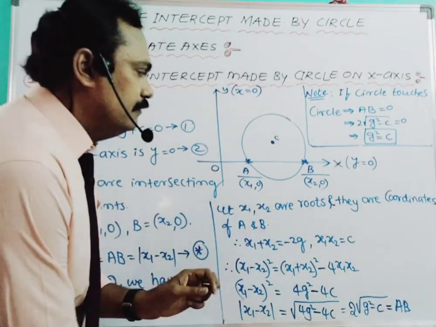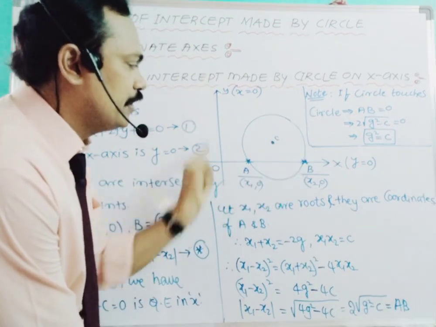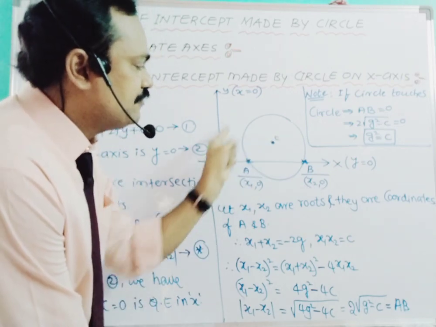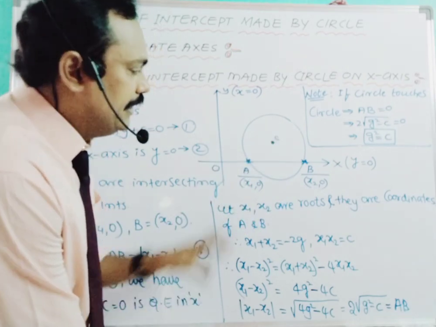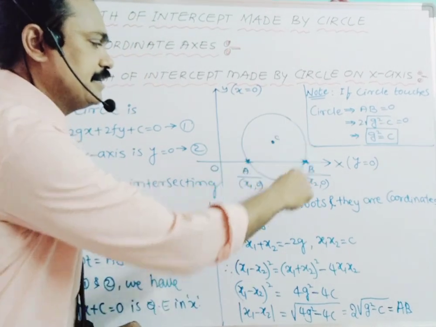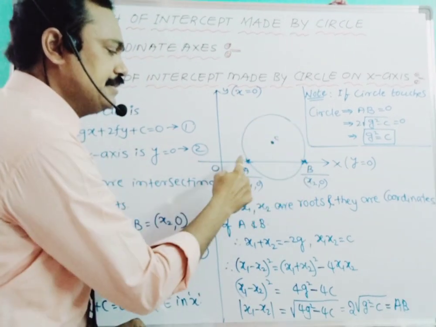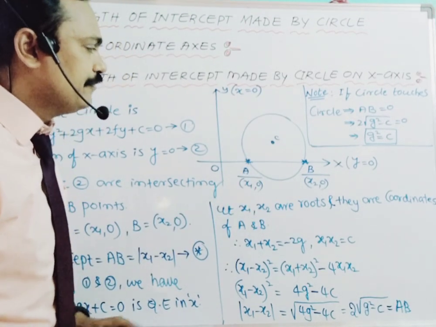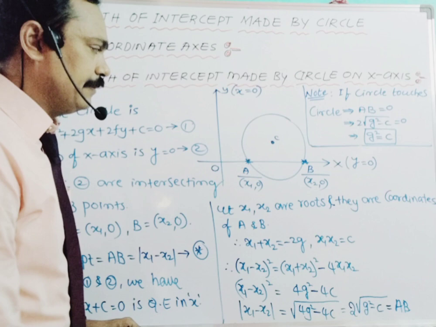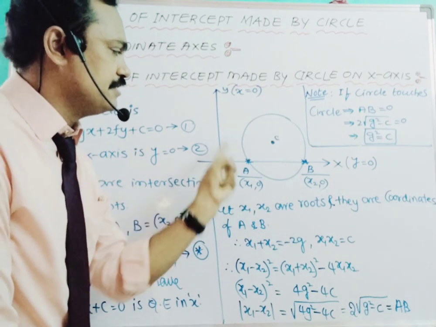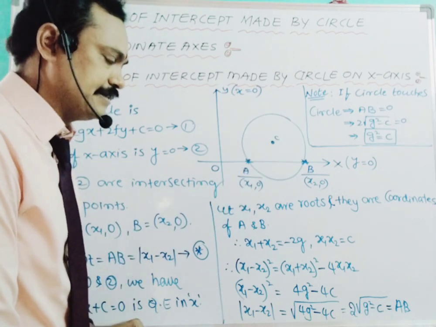See, let us consider coordinate axes, the x-axis and y-axis. Now I have taken one circle. This circle is cutting the x-axis in 2 points. Let us say capital E and capital B. These 2 points are the points of intersection of the circle and the x-axis.